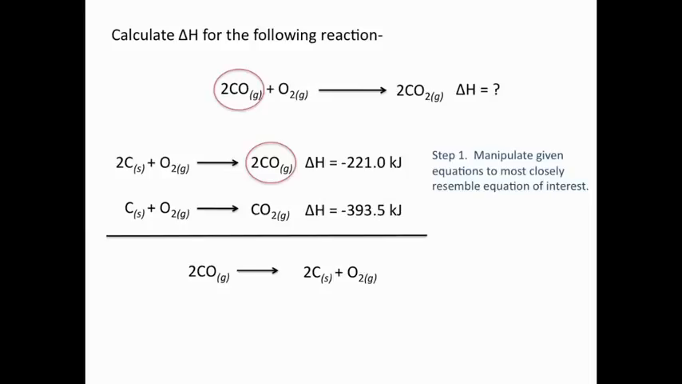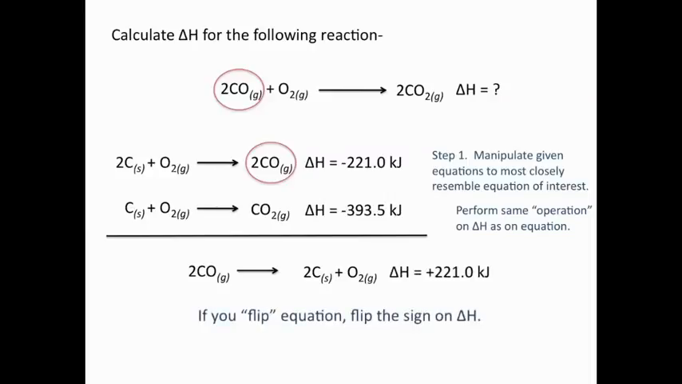And because we flipped this reaction, we need to flip the sign on delta H. So remember, the delta H value for a reaction written in the opposite direction is of the same magnitude but of opposite sign. And so if we flip the equation, we flip the sign on delta H. So if 2 carbon plus O2 gives us 2 CO and the delta H value is negative 221 kilojoules per mole, then 2 CO going to 2 carbon plus O2 has a delta H value of positive 221 kilojoules per mole.